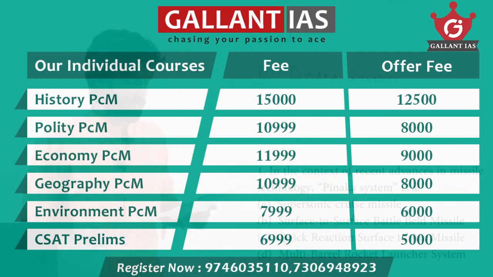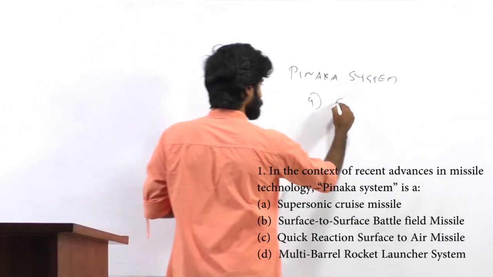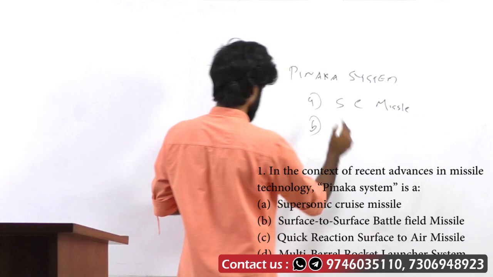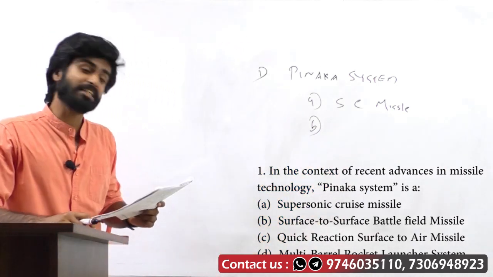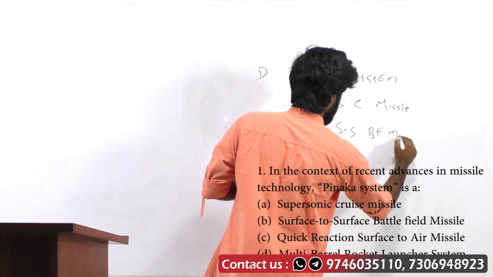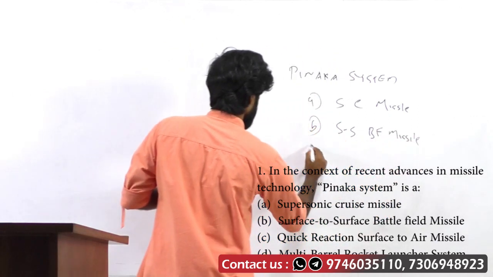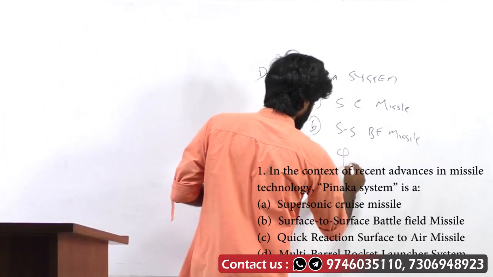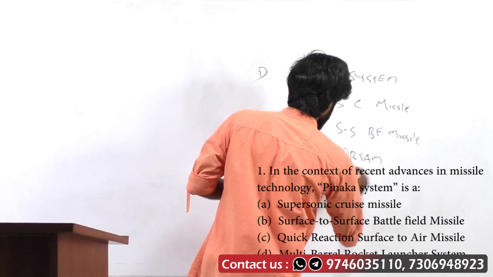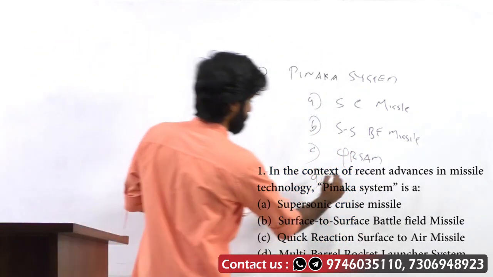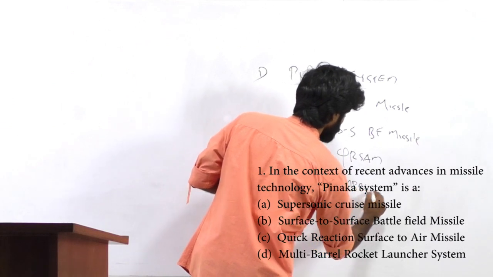The options given here: option A is a supersonic cruise missile. The second option is a surface to surface battlefield missile. Option C is a quick reaction surface to air missile, that is the QRSAM. And option D is a multi-barrel rocket launcher system.